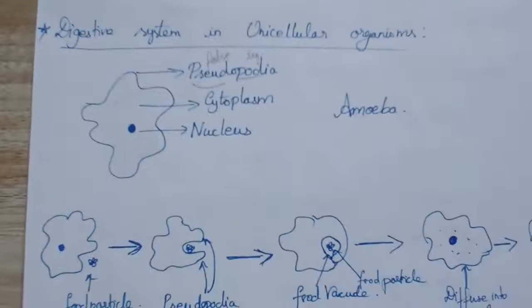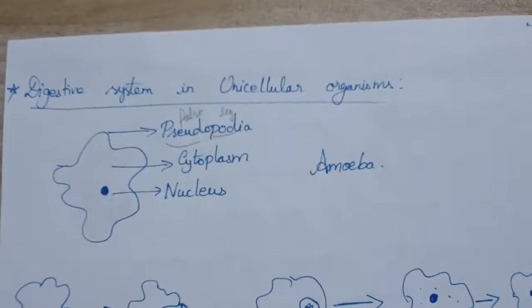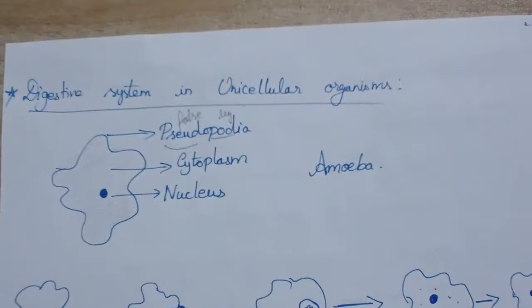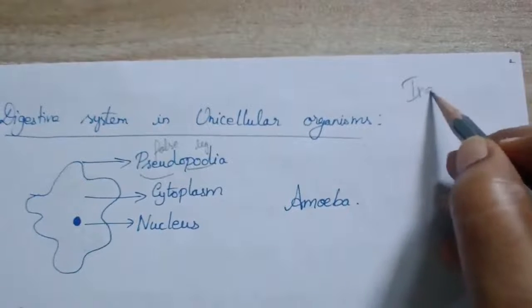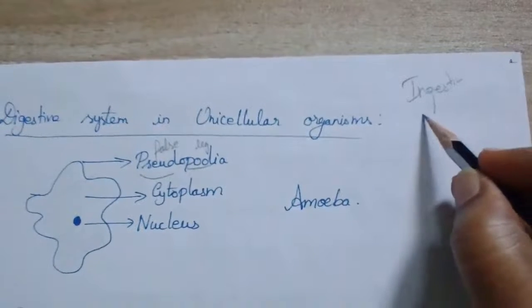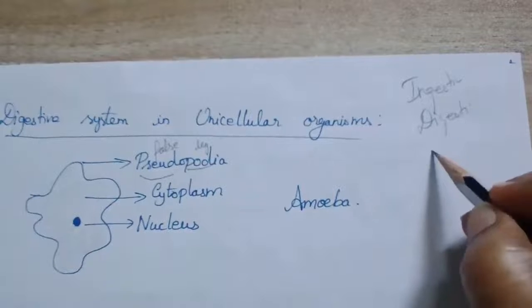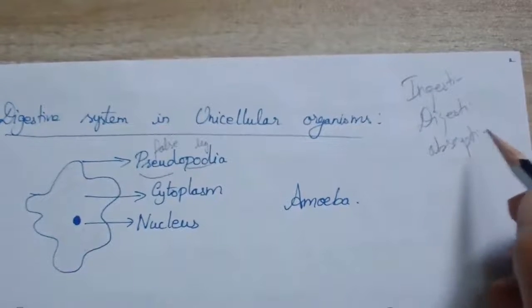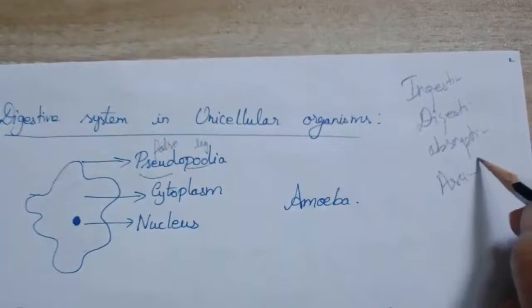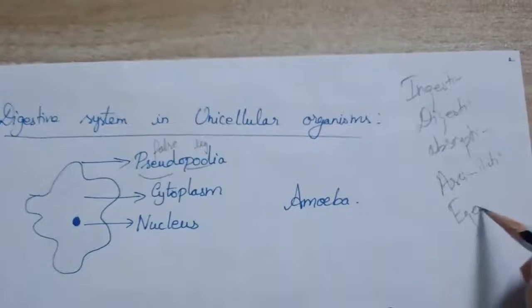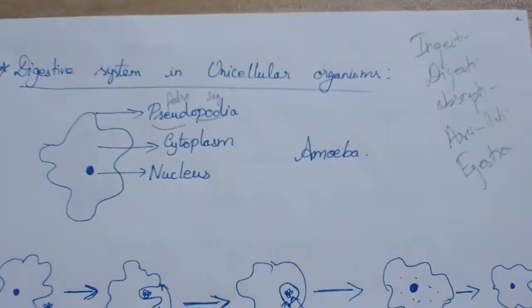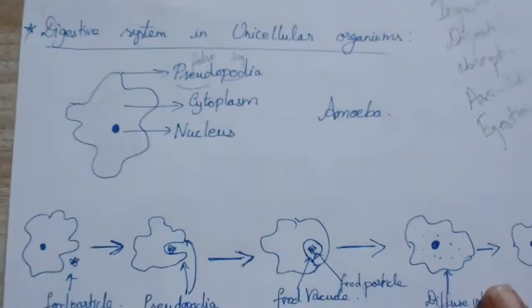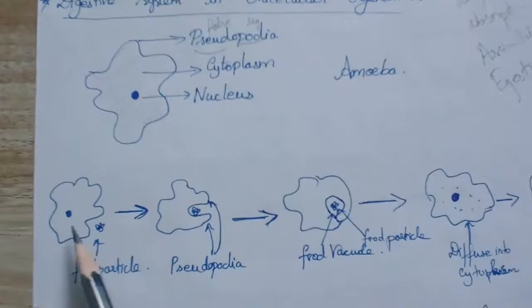So the unicellular organism takes in food using five steps. What are the steps? Ingestion, digestion, absorption, assimilation, and the last one is egestion. These five steps happen in both unicellular and multicellular organisms. So say this is your amoeba.